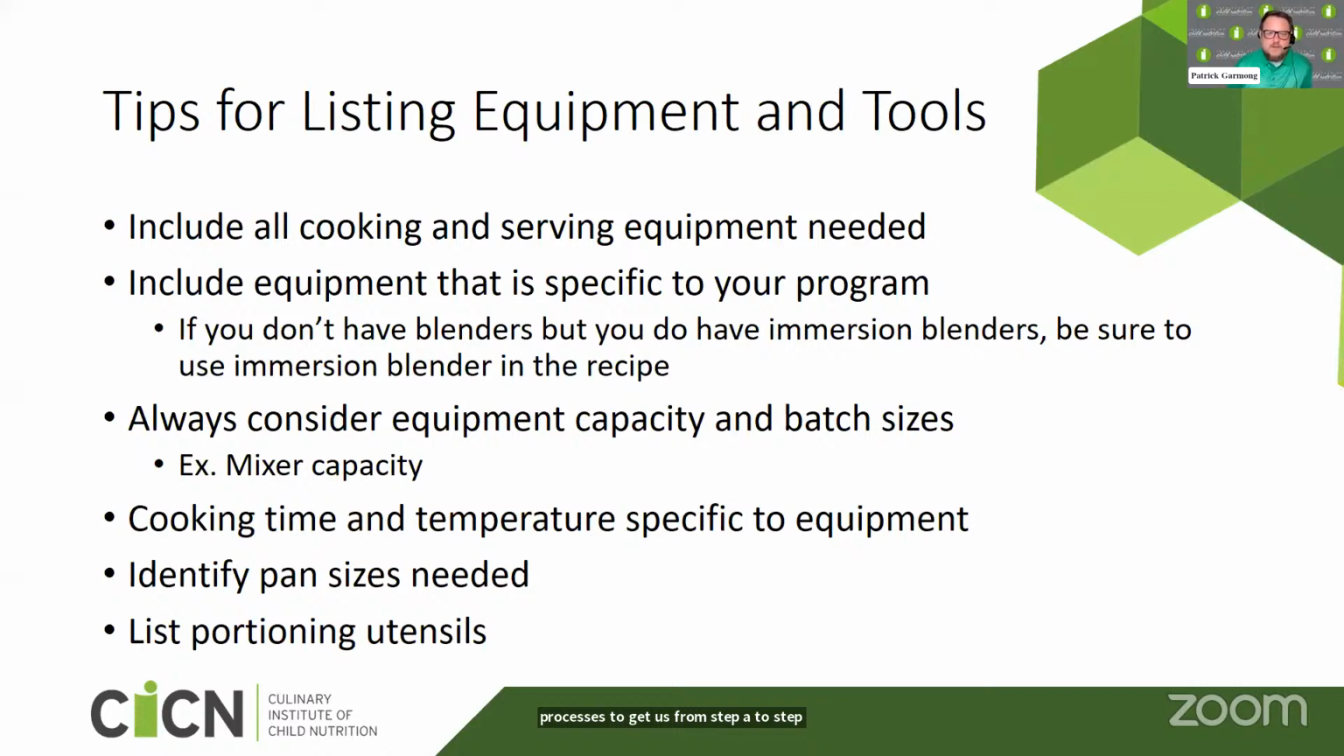Again, additional tips for listing equipment and tools. We want to make sure we're listing all those cooking and serving equipment. We want to include equipment specific to your program. So one of the reasons that we might want to standardize recipes to a site is that one site might have a blender that's a stand blender, one might have an immersion blender. There might be different ways to approach that. You might have different types of ovens in your site. So one site might have a combi oven that you can use different settings. Another one might have a conventional oven, and another might have a convection oven. So they're all going to cook at a little different rates of speed and temperature. So you want to make sure that you're adjusting to adapt to those needs at the different sites.